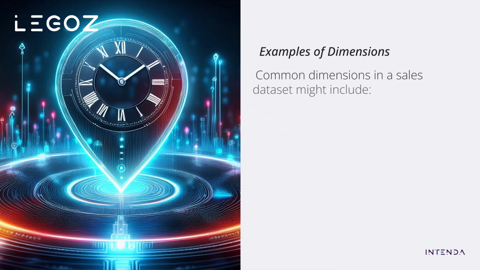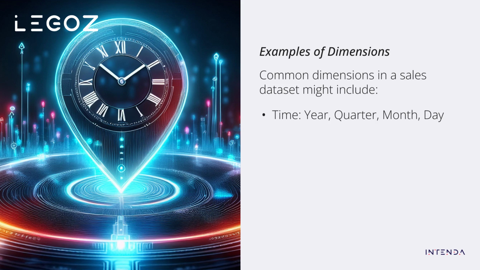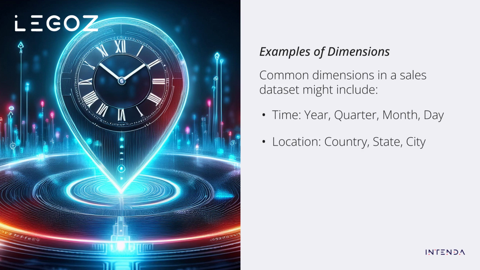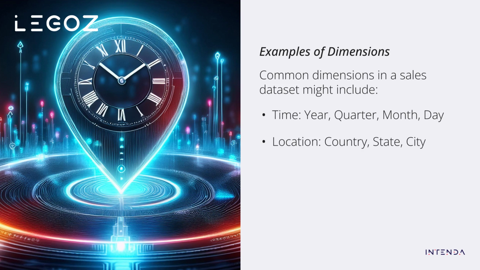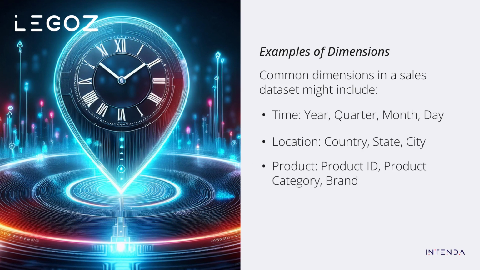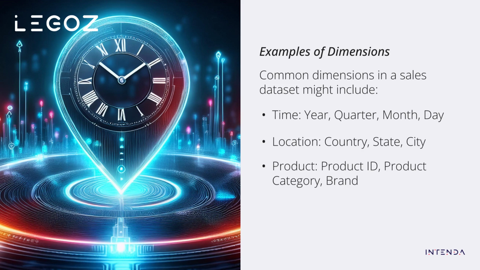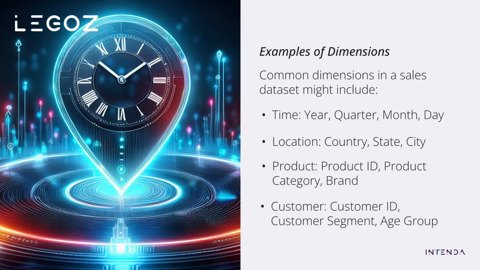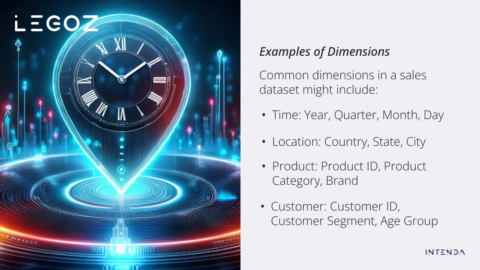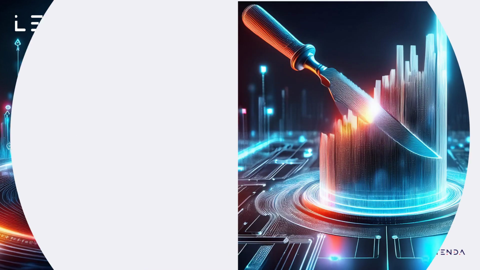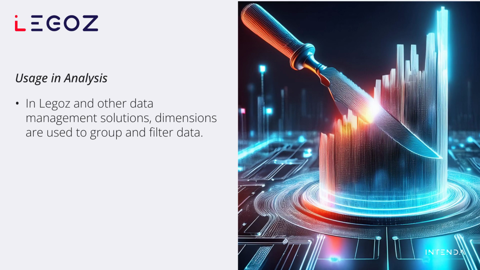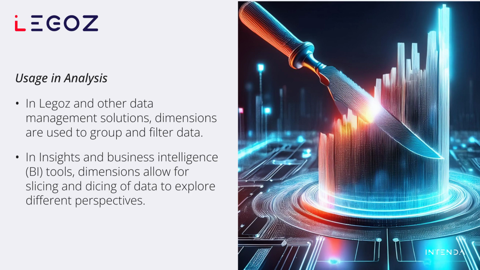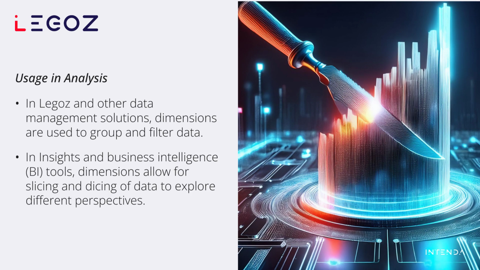Let's discuss some common dimensions in a sales dataset. Time datasets may include year, quarter, month, and day. Location datasets may include country, state, and city. Product datasets cover product ID, product category, and brand, while customer datasets may include customer ID, customer segment, and age group. In Legoz, dimensions are used to group and filter data, while in Insights, they allow for the slicing and dicing of data to explore different perspectives.